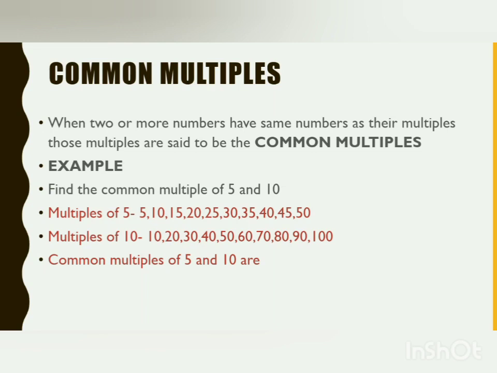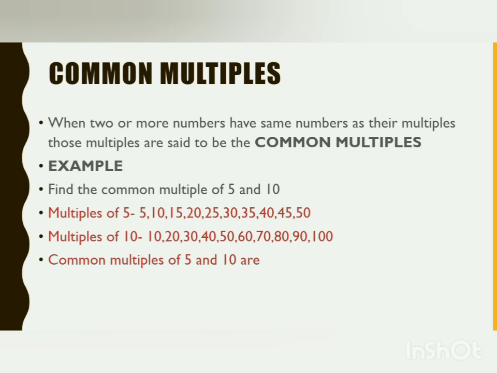Now moving on to the next number, 10. Can we see 10 in both the multiplication tables? Do we have 10 in both the multiples of 5 and 10? Yes. So our first common multiple is 10. Which is the second common multiple? That is the second number which is coming common in both. That is 20.